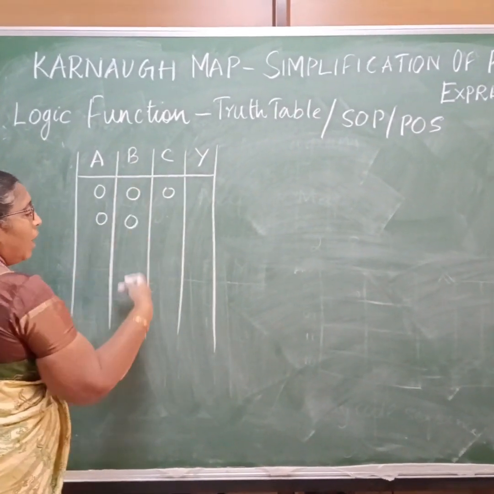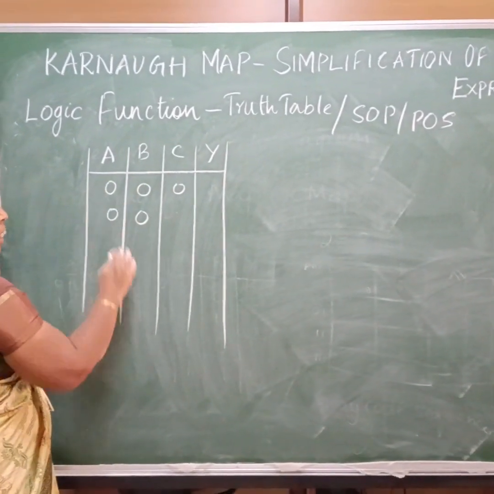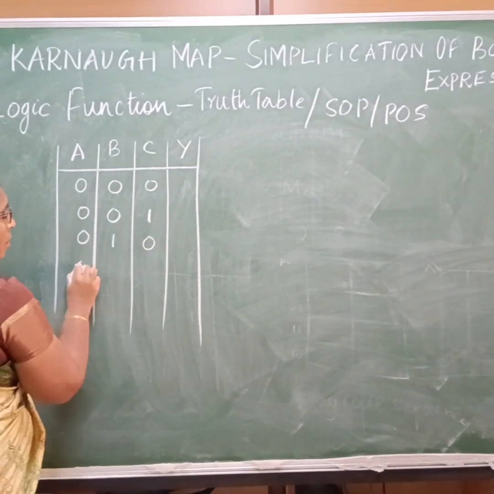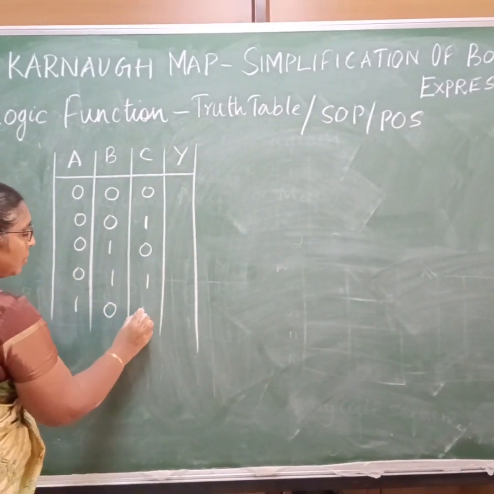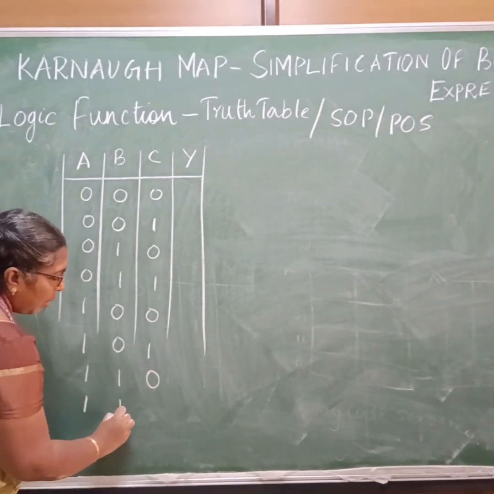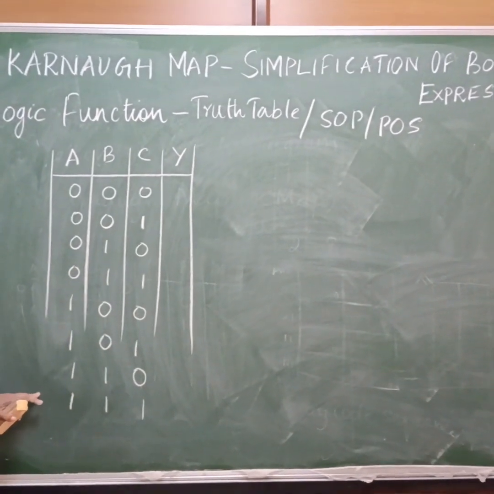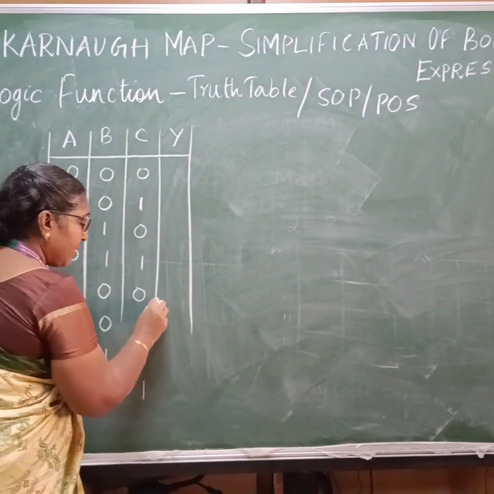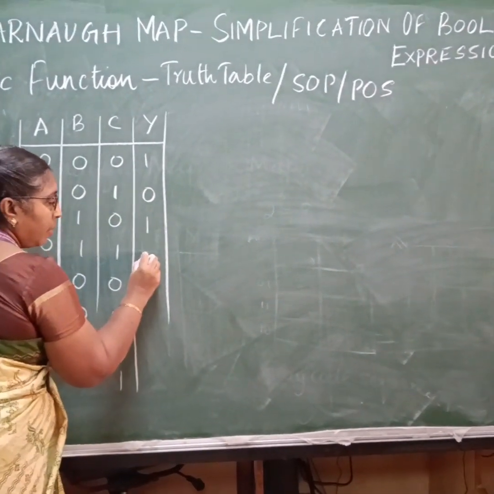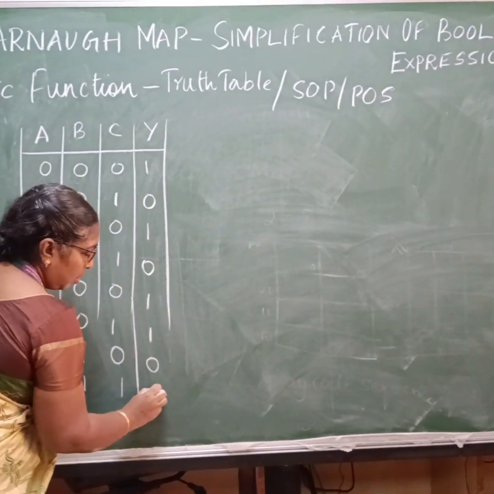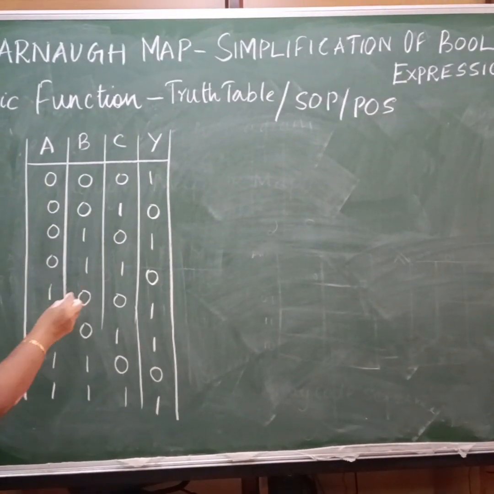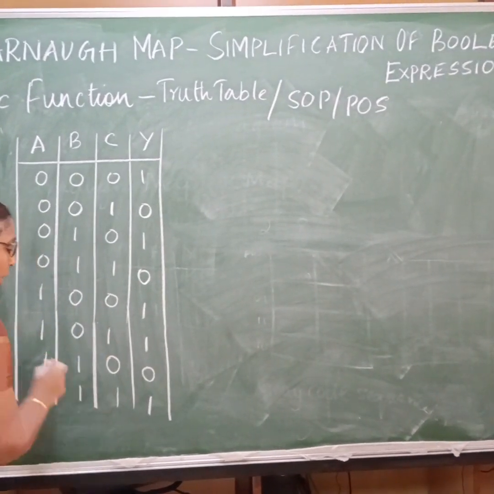0, 0, 0, 1. So this is the combination. For a 3-variable system, there will be 8 combinations: 0, 0, 0, 0, 0, 1, 0, 1, 0, 0, 1, 1, 1, 0, 0, 1, 0, 1, 1, 1, 0, 1, 1, 1. So these are the 8 combinations for a 3-variable system. Say for example, this logical function is going to have an output of this form. Okay, so now we are going to represent this truth table in a K-map and get the expression easily.